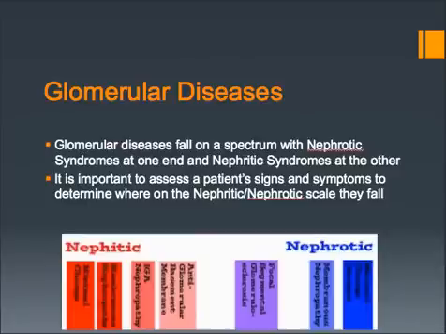The medical provider must use the patient's clinical presentation along with their objective findings and diagnostic evaluation to determine where on the nephrotic scale the patient falls. This will help to determine the disease state, which is important because treatment depends on the underlying etiology and the degree of glomerular damage and dysfunction. Thank you.